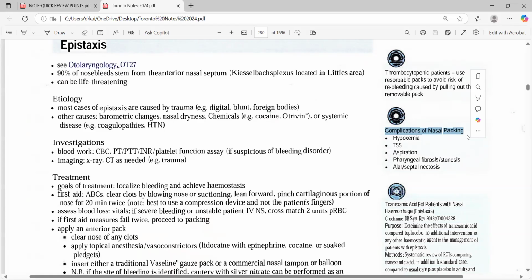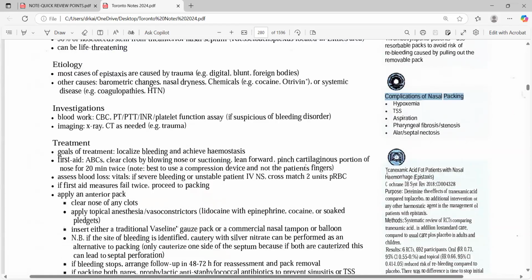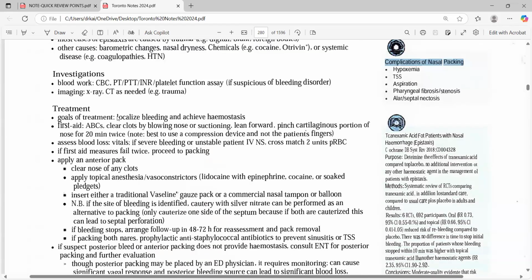So nasal packing, right? They are asking for nasal packing. Complications include aspiration, pharyngeal fibrosis or stenosis, and then septal necrosis. The goal of the treatment is to localize the bleeding and achieve hemostasis. In this one, you have to rule out PT/INR just to check for a bleeding disorder.